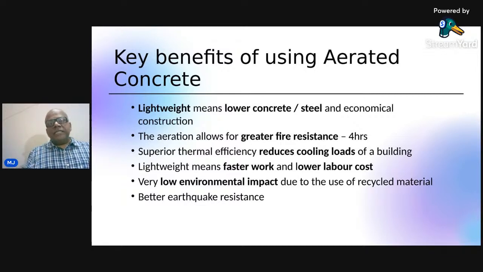But unfortunately, what has happened? All the lightweight concrete has got restricted, not unfortunately, but the technology has not developed that quickly, to masonry work.